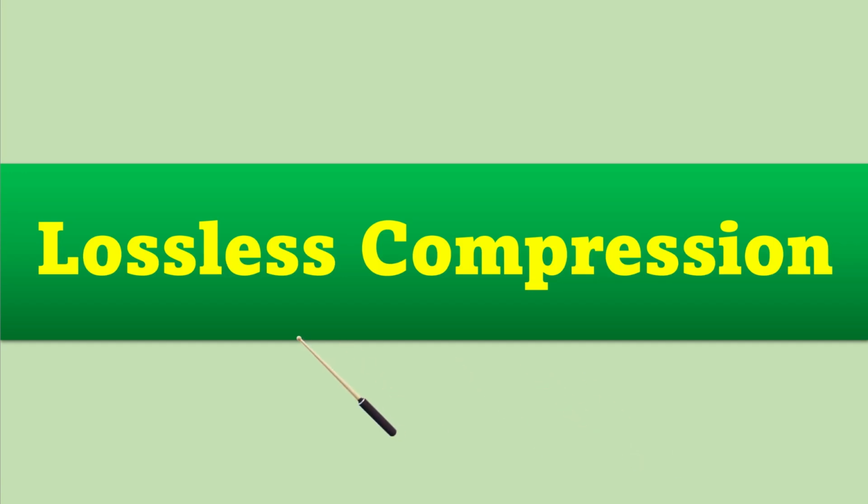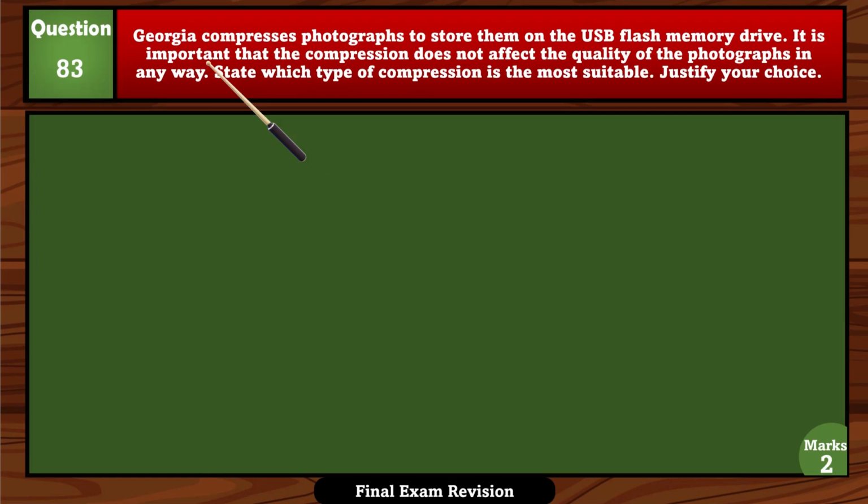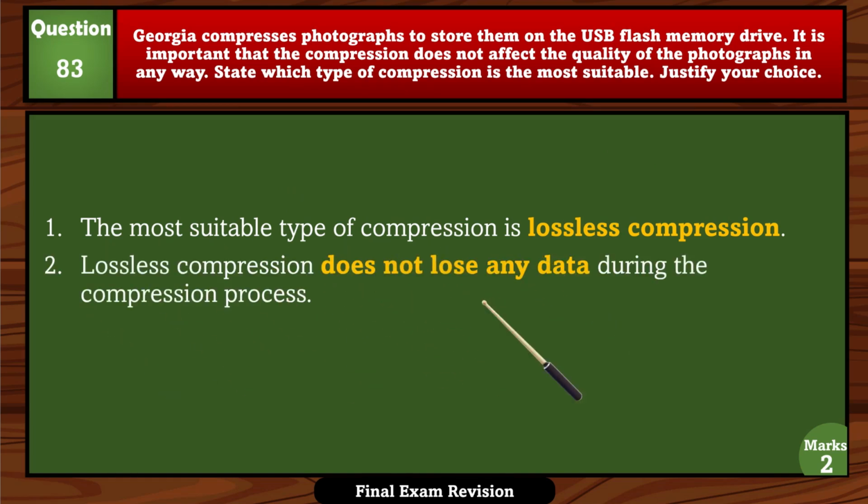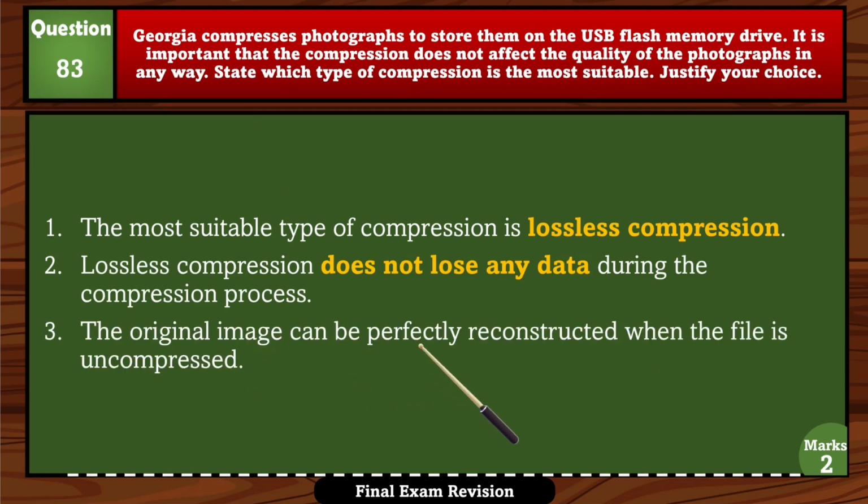Okay, so now let's discuss questions related to lossless compression. Question 83. Georgia compresses photographs to store them on a USB flash memory drive. It is important that the compression does not affect the quality of the photographs in any way. State which type of compression is most suitable and justify your choice. So we don't want to lose any data, so that's why the most suitable type of compression is lossless compression. Lossless compression does not lose any data during the compression process. The original image can be perfectly reconstructed when the file is uncompressed.